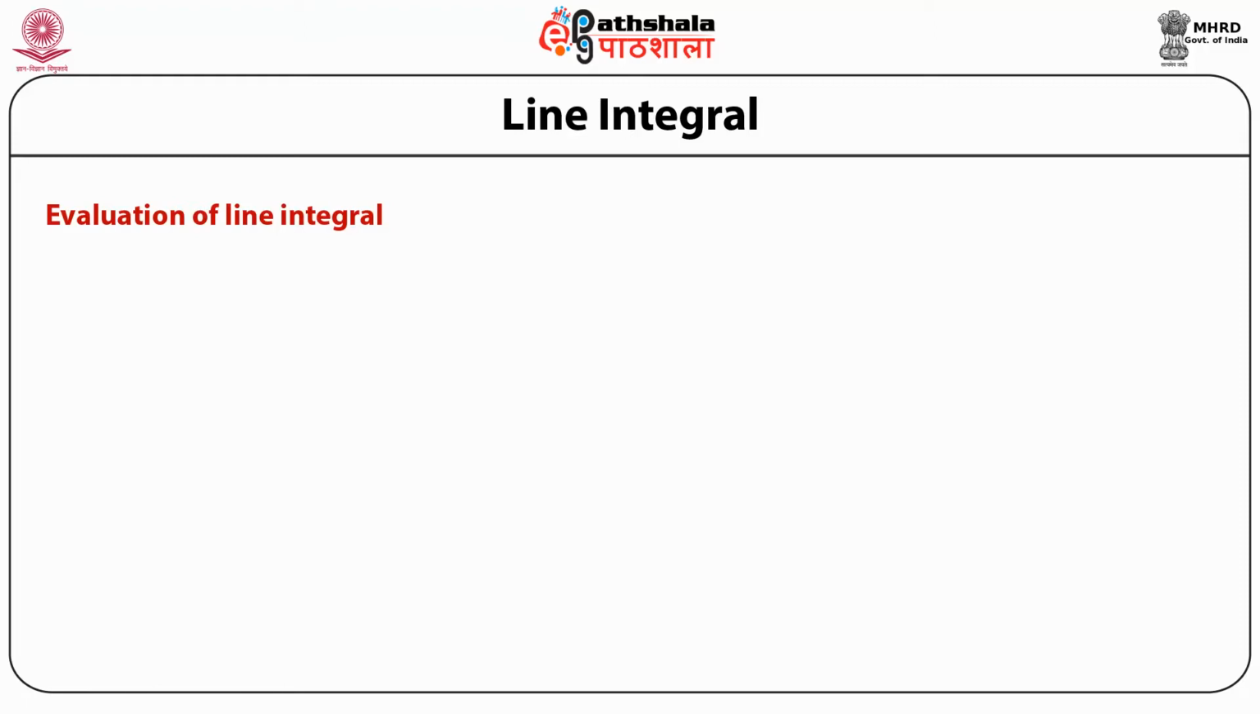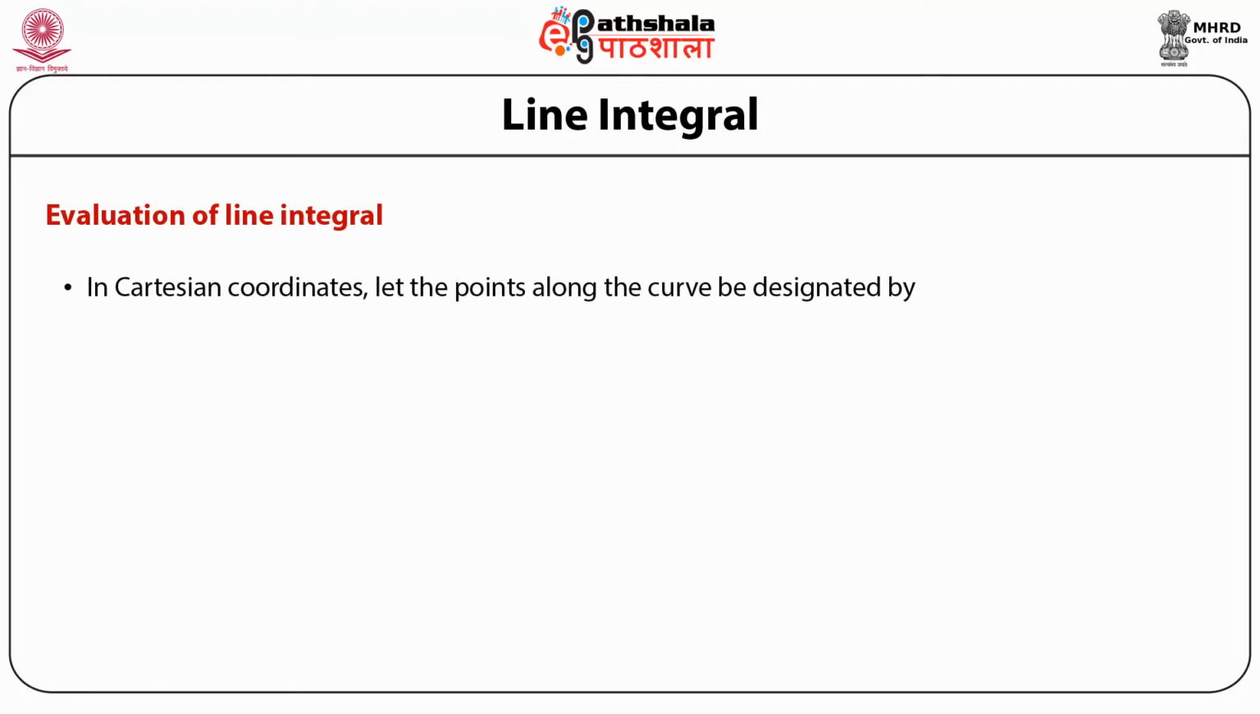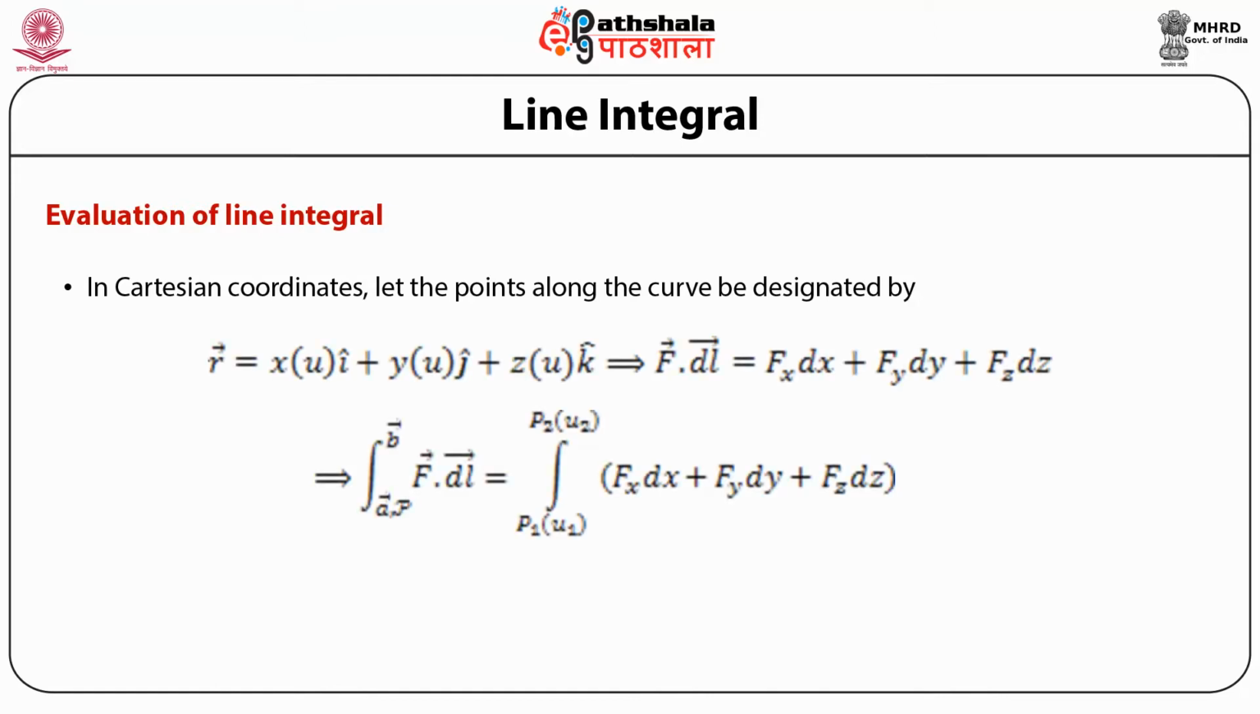Evaluation of line integral. In Cartesian coordinates, let the points along the curve be designated by r equals x(u) i cap plus y(u) j cap plus z(u) k cap. Here u is a scalar parameter. Then f dot dl is equal to fx dx plus fy dy plus fz dz, and the integral from a to b of f dot dl is equal to the integral from P1(u1) to P2(u2) of fx dx plus fy dy plus fz dz.